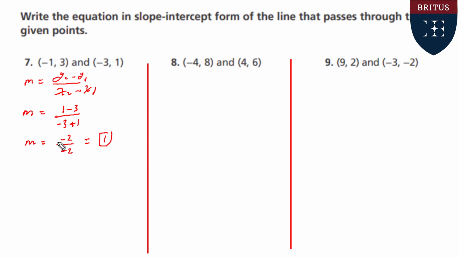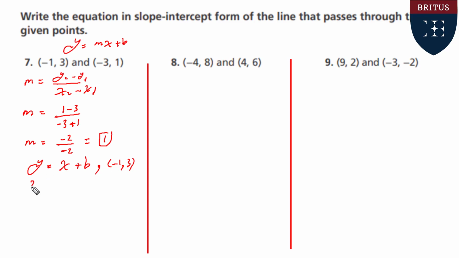Pay attention to the sign. 1 minus 3 equals negative 2. Negative 3 plus 1 equals negative 2. Negative 2 divided by negative 2 equals positive 1. Don't forget. Now we can write the equation by using the slope. The equation is, we studied, y is equal to mx plus b. Now m equals 1, so y equals x plus b. How can we find the b, guys? Use any point. I will always use the first point. The first point is negative 1, 3.